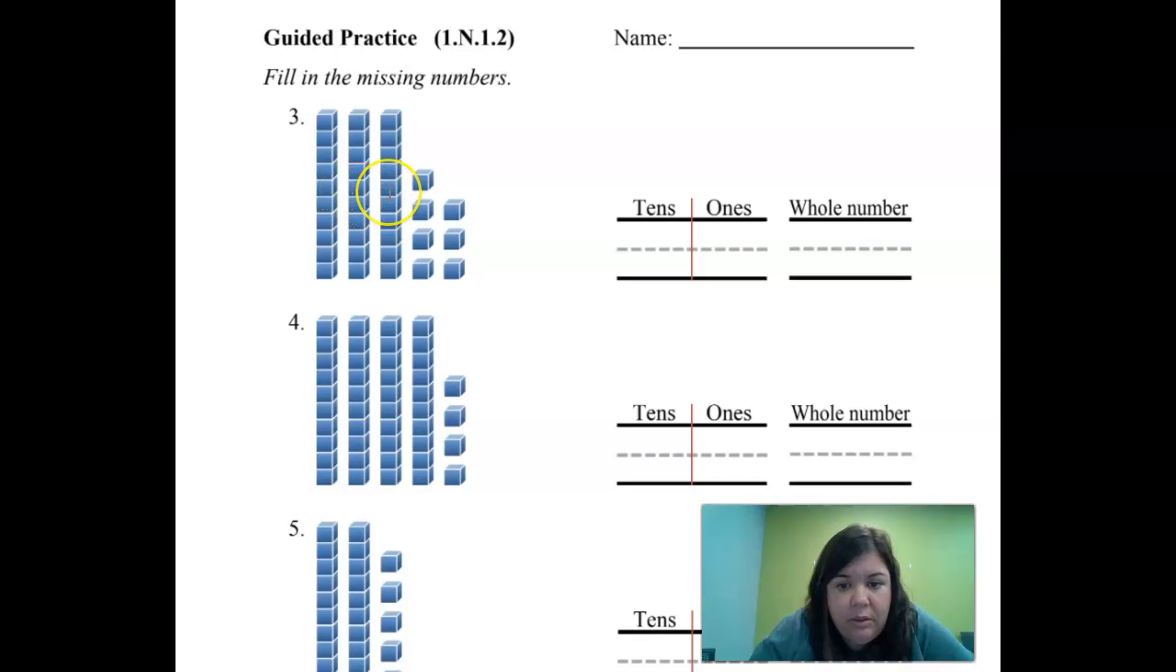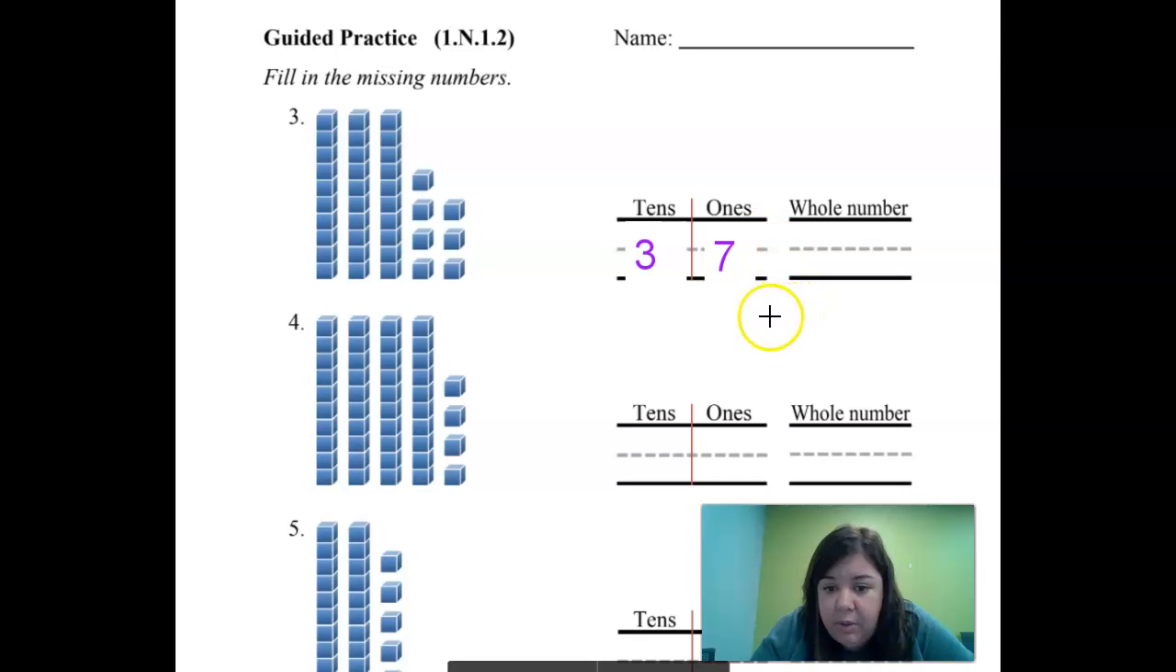1, 2, 3. So we put a 3 in the tens column. And then we count the singles. 1, 2, 3, 4, 5, 6, 7. Then we write 7 in the ones column. So when we make a whole number, what does that make? Write it on your whiteboard. Did you get 37? Good job.